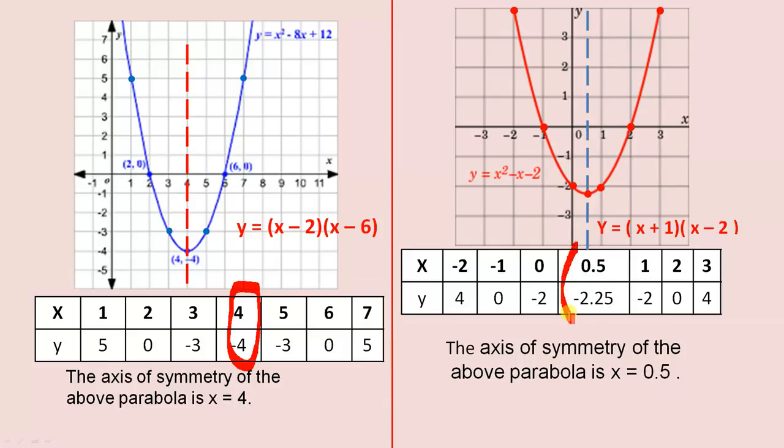Again, notice the axis of symmetry is there. You have minus 2, 0, 4, minus 2, 0, 4. And that's what we expect when we have an axis of symmetry.